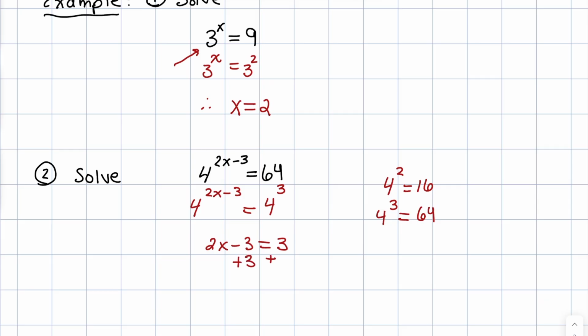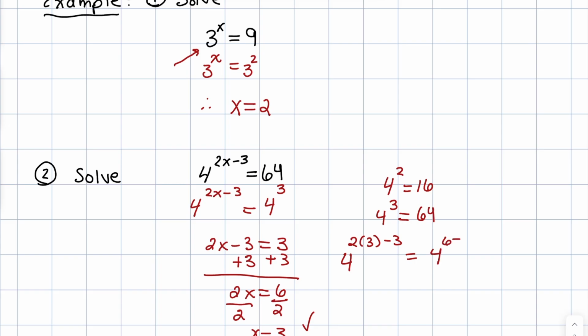Add 3 on both sides, so I get 2x equals 6. Divide by 2, x equals 3. Perfect. And so we can check this to make sure. So we get 4 to the 2 times 3 minus 3, which gives me 4 to the 6 minus 3, which gives me 4 to the 3.